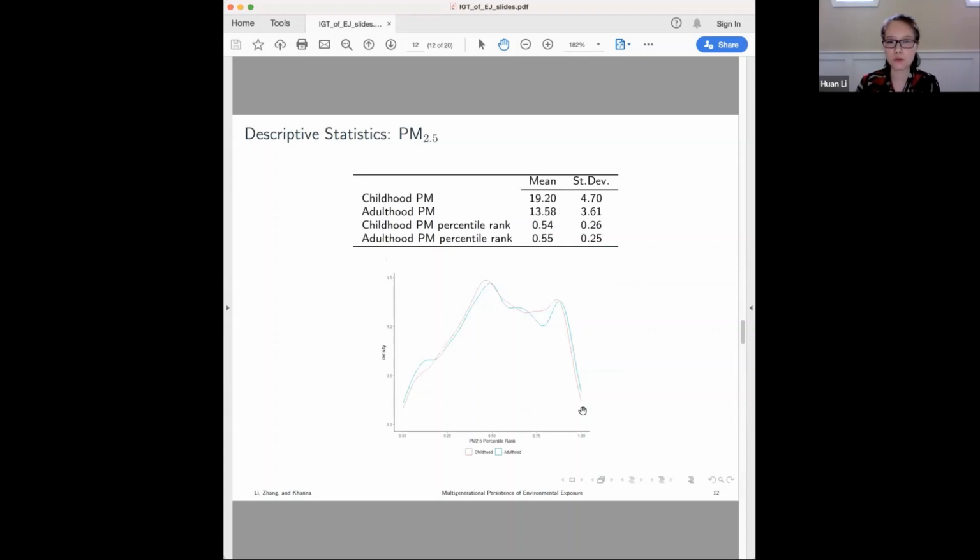In terms of the PM 2.5, for the absolute value, the childhood PM 2.5 is a little bit larger than the adulthood PM 2.5, which is consistent with the PM 2.5 trend we saw before, because over time the PM 2.5 declines. And in terms of the percentile rank, we don't see much difference, which is also consistent with the map we just saw. And this is the distribution of the PM 2.5 rank for childhood and adulthood. As you can see, they are very close.